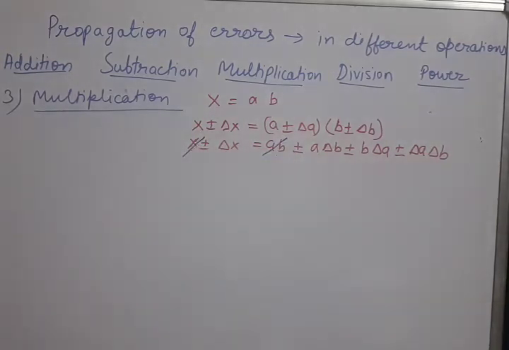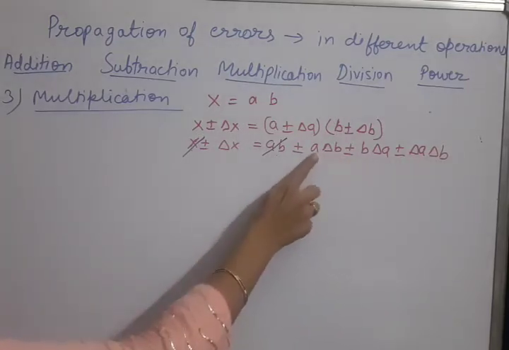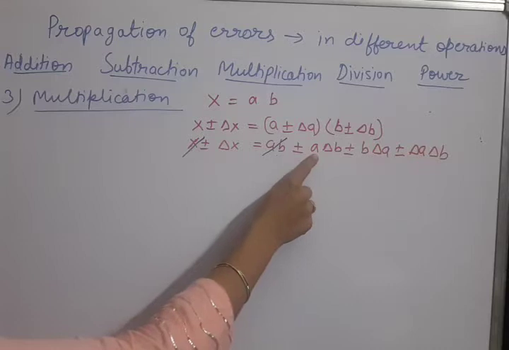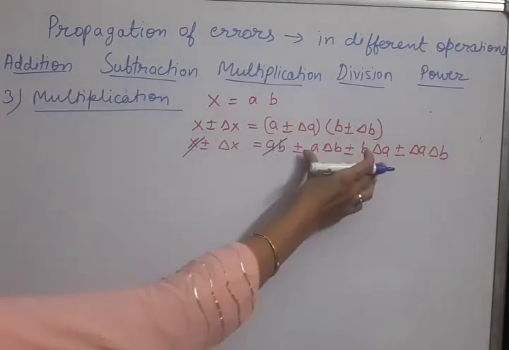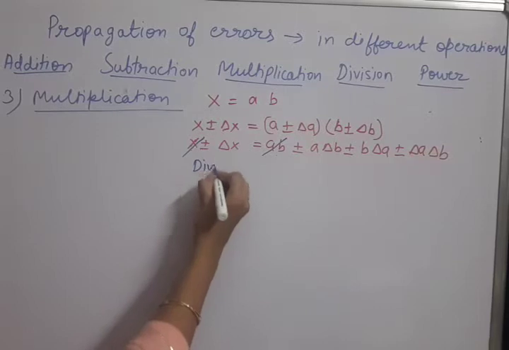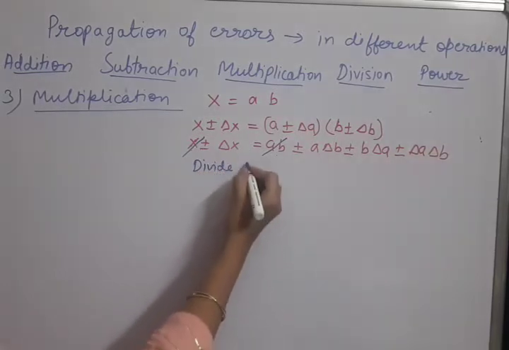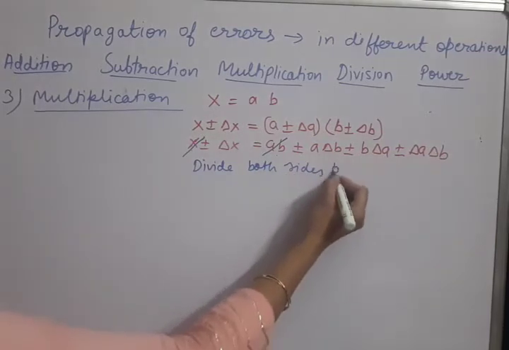After that, now here a mixture is there. That means delta b means error, a means actual value. So this way this mixture is there. How to liberate the terms or separate the terms? For that, what we will do? We will divide both the sides by x.